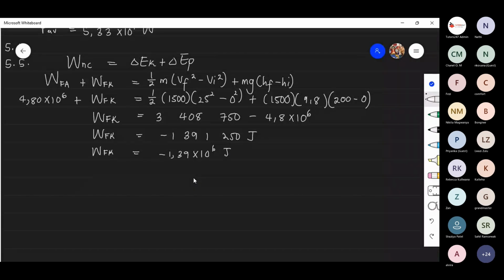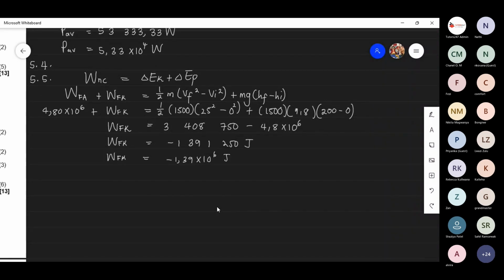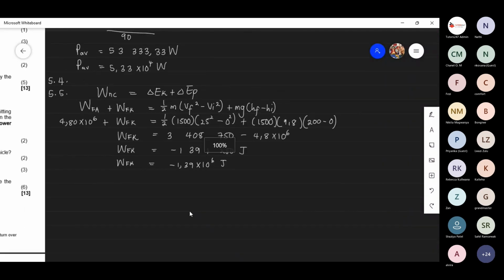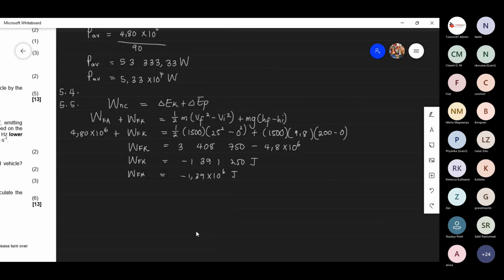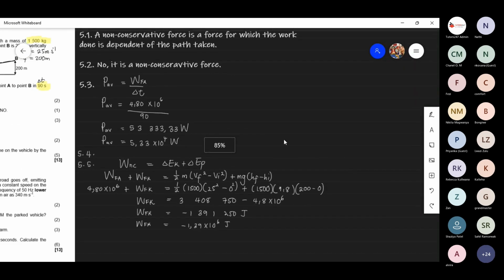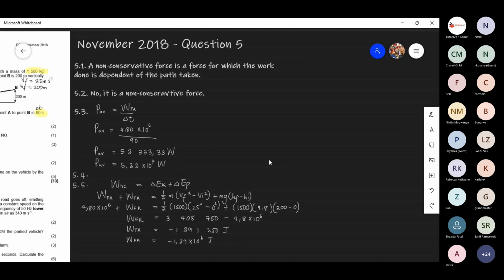So it doesn't matter whether you leave it as negative 1 million and so on, or you represent it in scientific notation, you'll get the same marks or the same number of ticks irrespective, okay? So that is question 5.5. That is the entire work, energy, and power question from our 2018 November exam. So before we move on to 2019, does anyone have any questions relating to what we've done? Yeah.